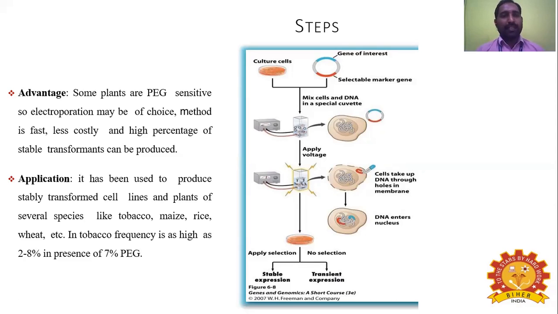First, some plants are very PEG sensitive. So electroporation may be the chosen method for its efficient transfer, very low cost, and high percentage of transfer rate if you consider electroporation along with polyethylene glycol. If you see the applications, it is mainly used to produce stable transformed cell lines, and it has been applied to plants like tobacco, maize, rice, wheat. In tobacco, the frequency is higher, at 2 to 8% in the presence of 7% PEG.